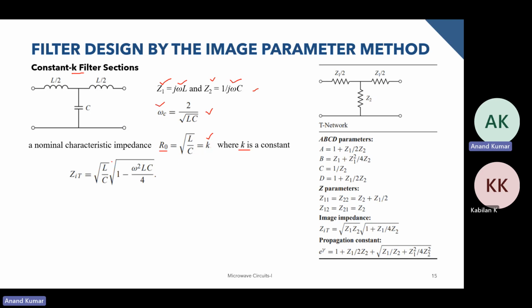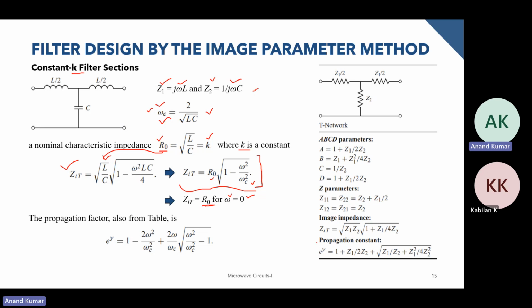Okay, so we have the image impedance over here for the T network. We have the cutoff frequency. We have the nominal characteristic impedance, and we can now use this value, substitute it over here, and use the expression for cutoff frequency as well. And this is the final expression for the image impedance for this T network. So we now have the image impedance in terms of R naught and omega c. And if we look at omega equal to zero, that is when this becomes zero, the image impedance becomes equal to the nominal characteristic impedance.